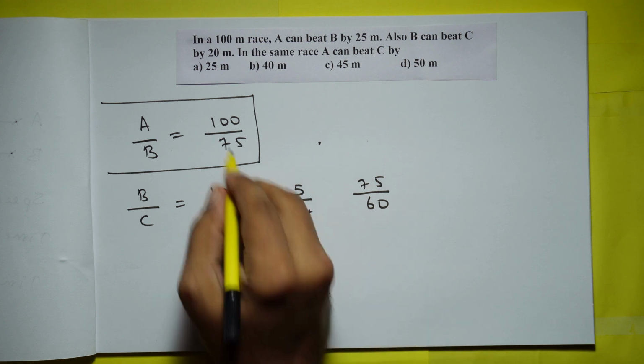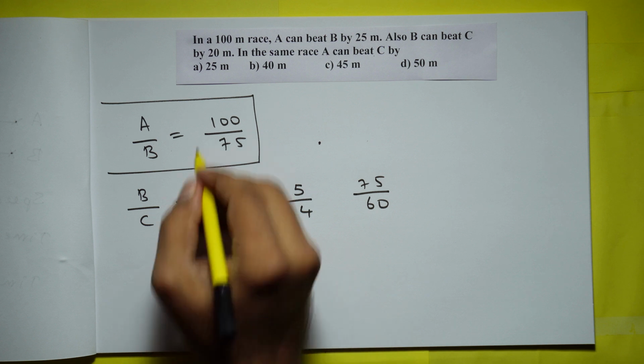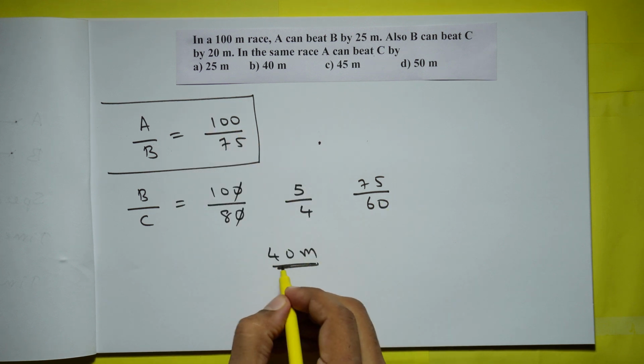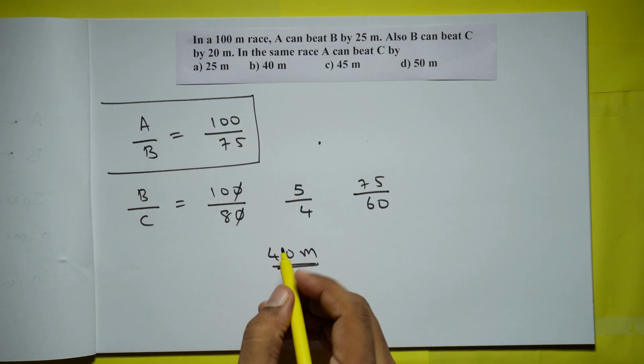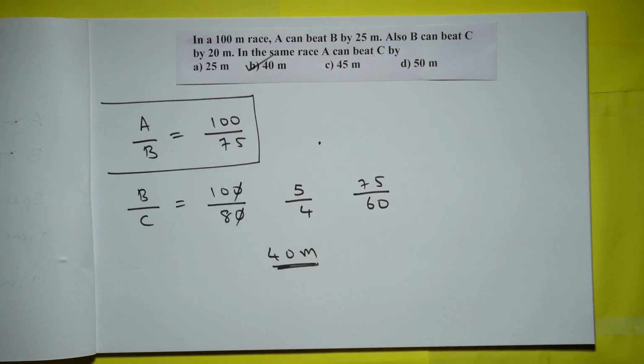So C will be behind A by 40 meters. So in a 100-meter race, when A does 100 meters, C will be 40 meters behind, or A will beat C by 40 meters. Hence option B, 40 meters.